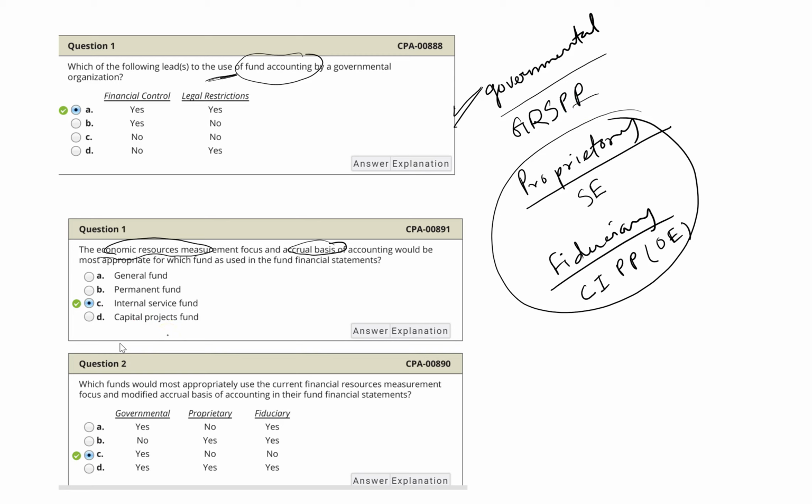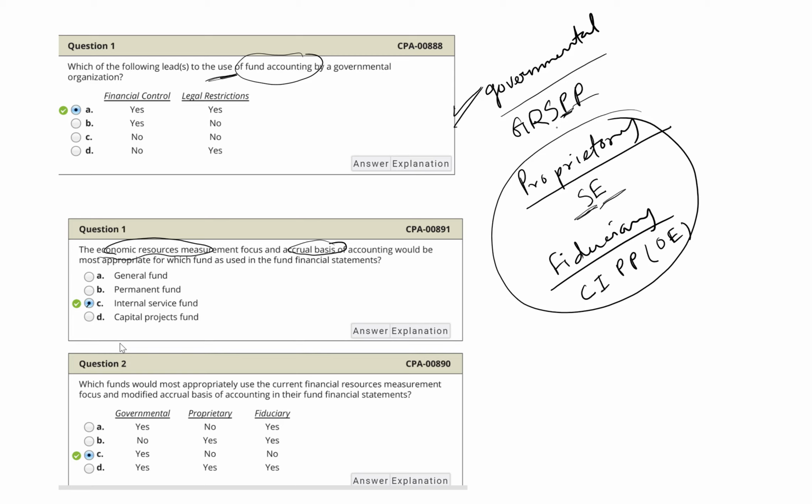So I put all those tips here. SE means internal service and enterprise funds. That means C is the correct answer. Of course not D, because D is the capital project fund, which is also governmental. So if you can remember the classifications, then it would be easy to check the correct multiple choice answers.